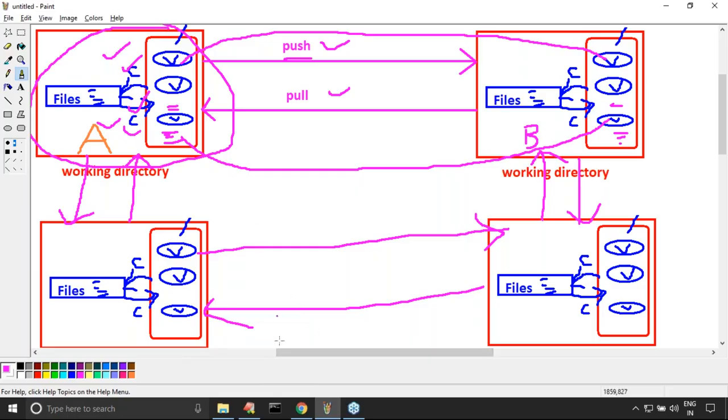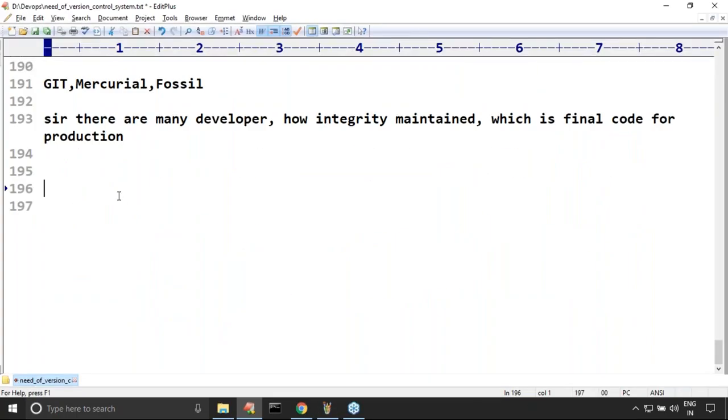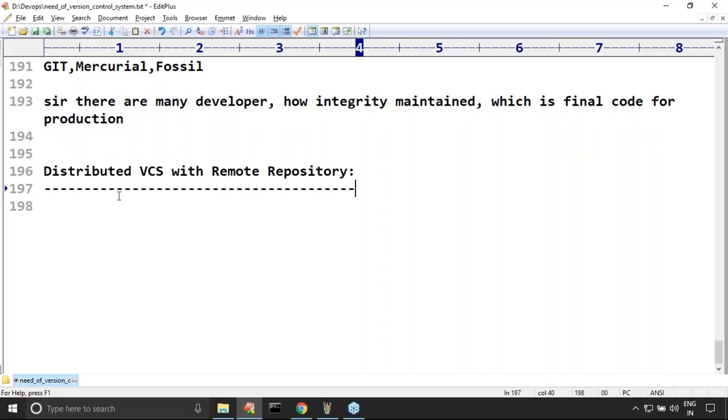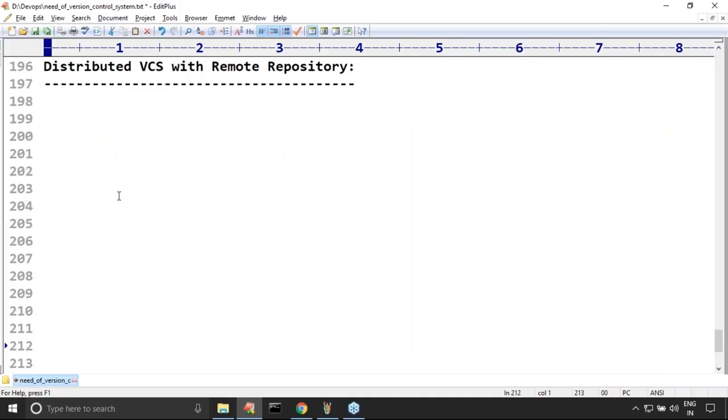Now I want to go for one more style. Of course, it is the distributed style only. What is that? Distributed version control with a remote repository. It is very important. Just observe this, because most of the time in real time, most people are always going to use the distributed version control system with a remote repository model. Remember that there is no change in our diagram, everything is the same. So what is the difference?